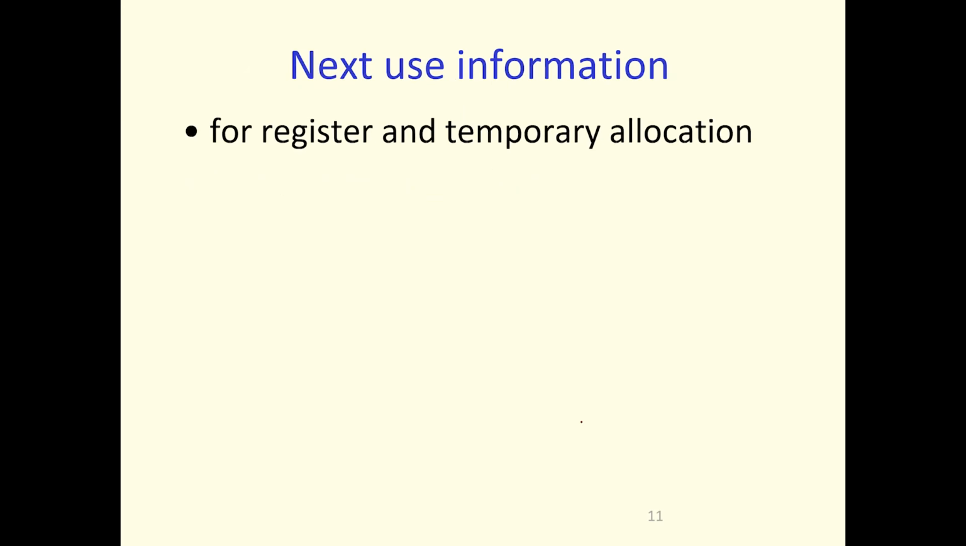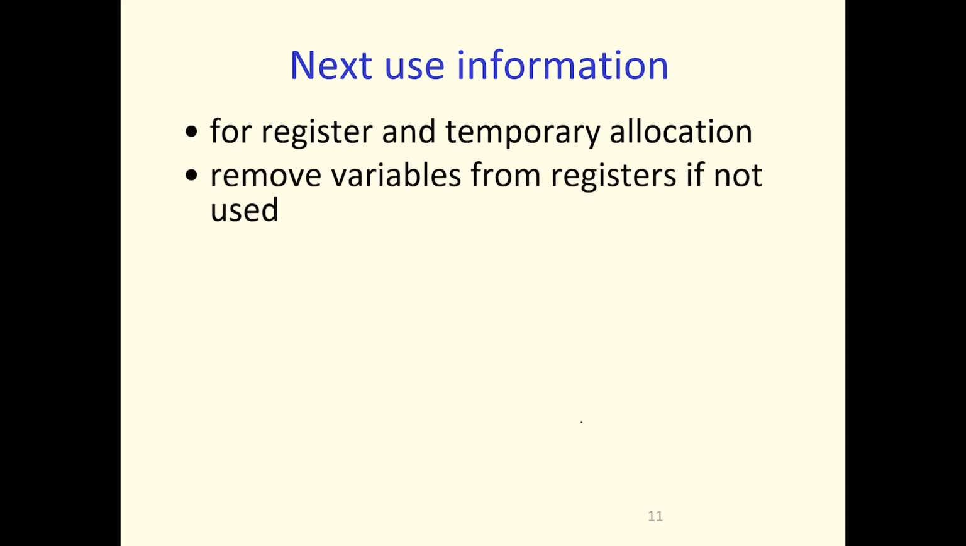Okay, so how do we use next use information? Let's look at that. We'll use it for register and temporary allocation. What we want is, if a variable is not used, we have to remove it from the register.